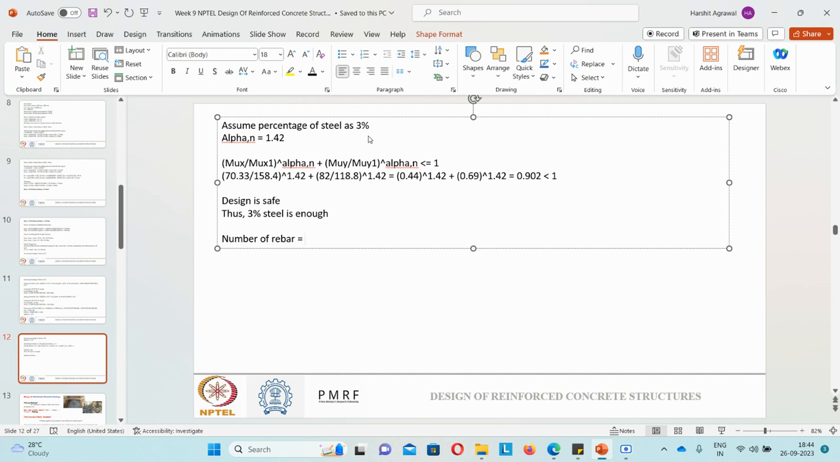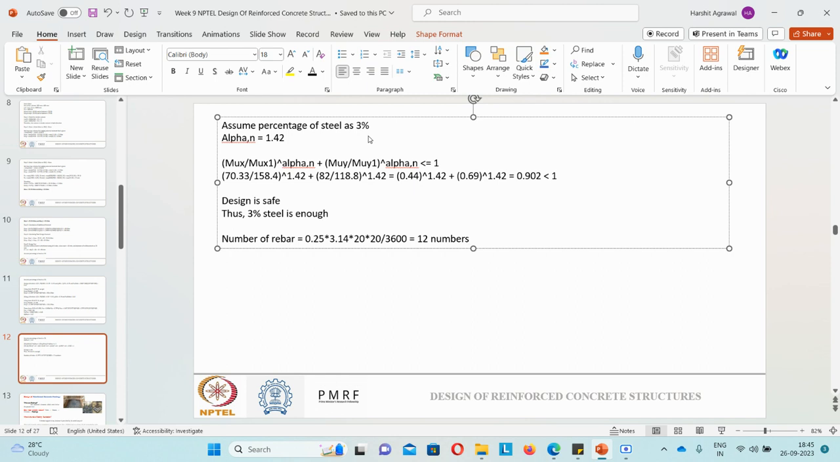So N will be nothing but total area of reinforcement, which is 3600, upon area of one rebar, 0.25 pi d square. So this value will come out to be 12 numbers. Okay, if you will round up. So you need to provide 12 number of rebars all across the section for safe design of a slender column.